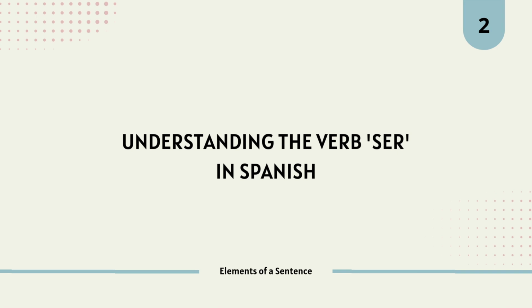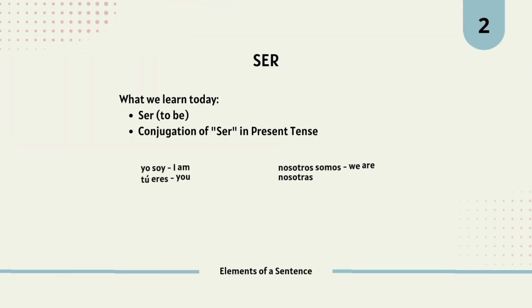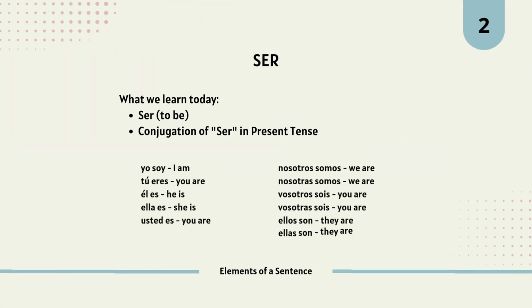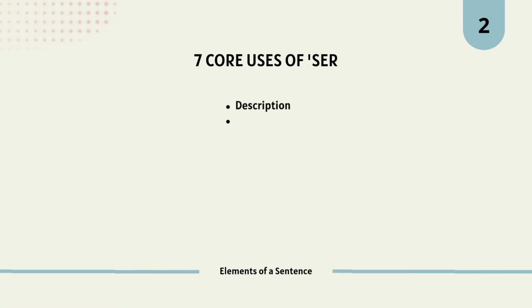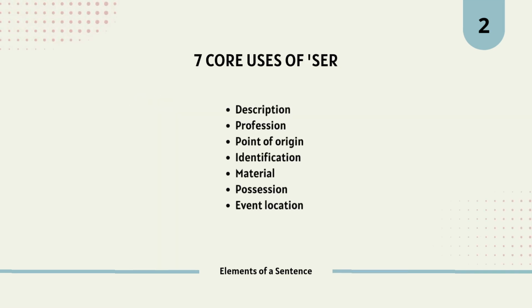In today's lesson, we are going to dive into one of the most fundamental verbs in Spanish, ser. Whether you're describing who you are, where you're from, or what time it is, ser will be your go-to verb for talking about permanent traits, identity, or characteristics. So let's get started and learn how to conjugate and use ser in different contexts.